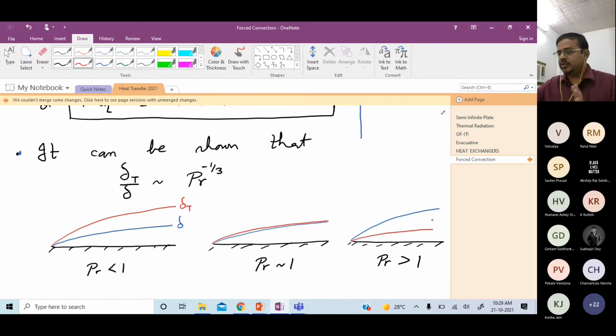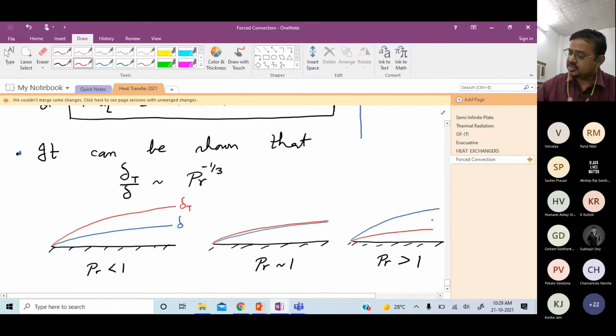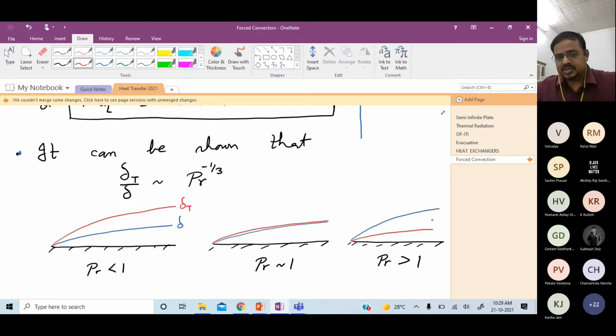So it shows that for Prandtl number greater than 1, the momentum diffusivity is higher than thermal diffusivity. Therefore, you feel the effect of the shear force over a longer distance away from the plate compared to the thermal distance. Okay, so that's the way to remember.